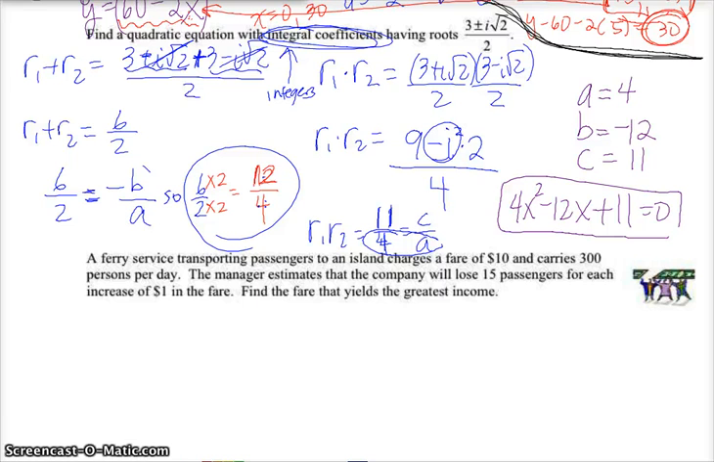Okay, try the last one on your own. Check, stop now, and then check it in a few minutes and see how you did.